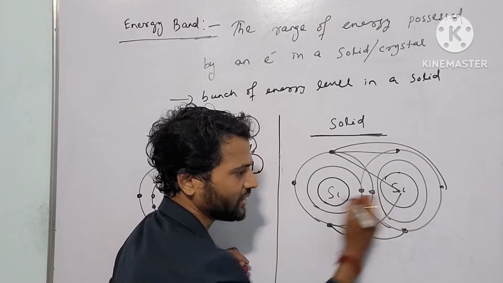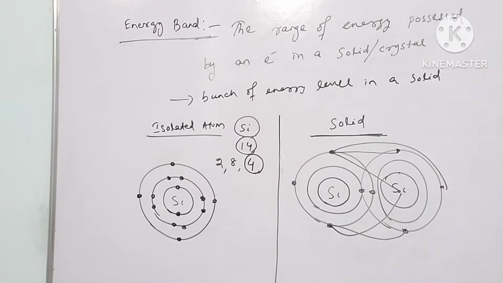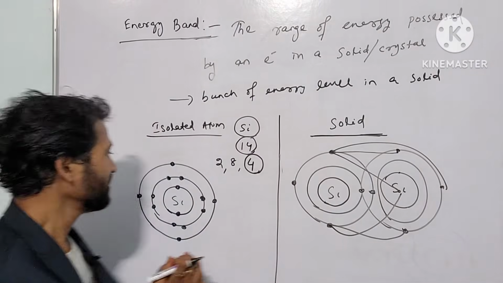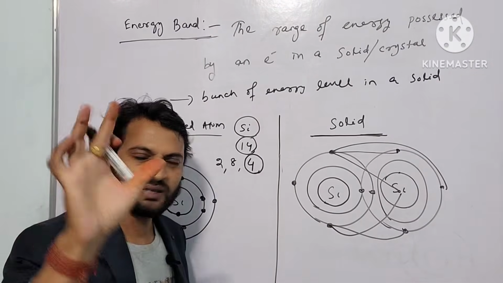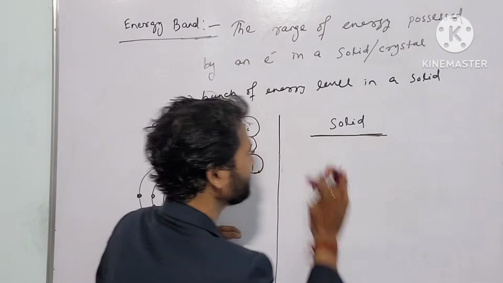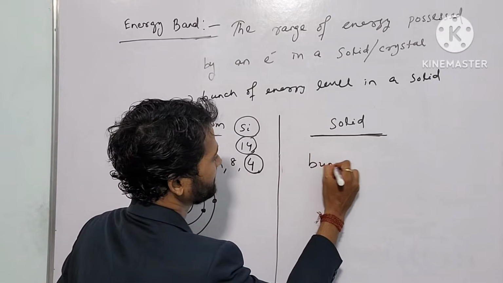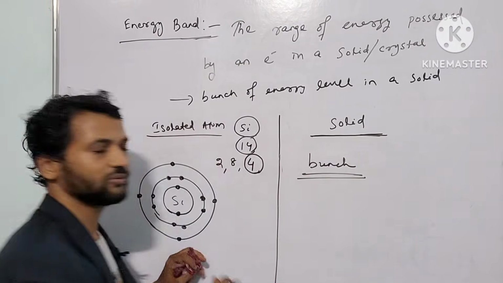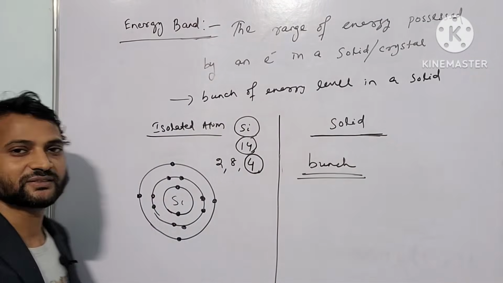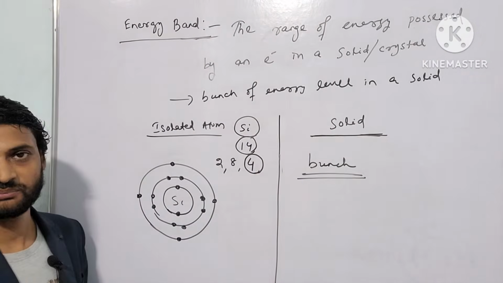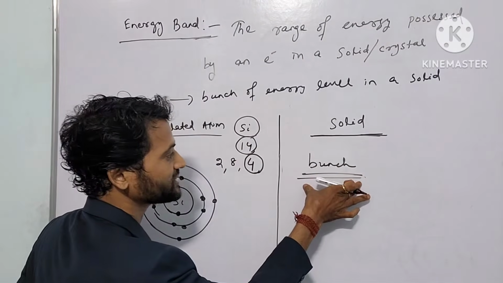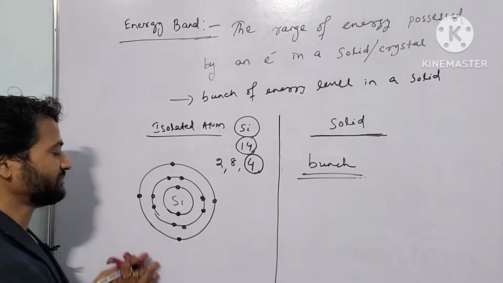So what happens? An energy difference is created. That energy difference is very small. What conclusion will we get? There will be a bunch of energy levels. That bunch of energy levels is nothing but an energy band. It may be valence band or conduction band, that I'll discuss. Is it clear? So you can say a bunch of energy levels is nothing but an energy band.